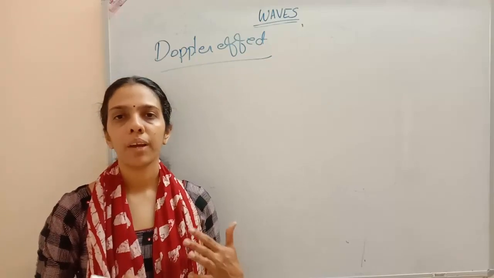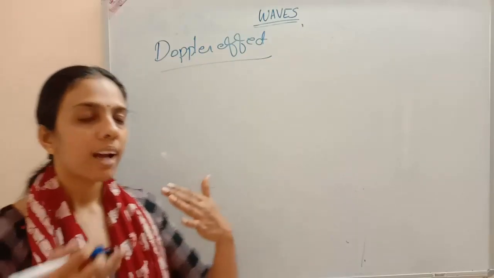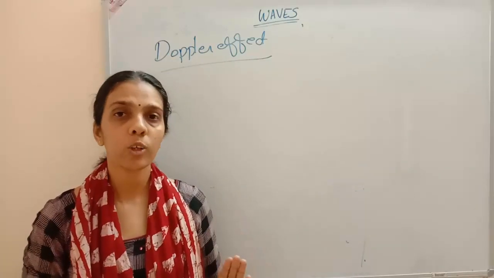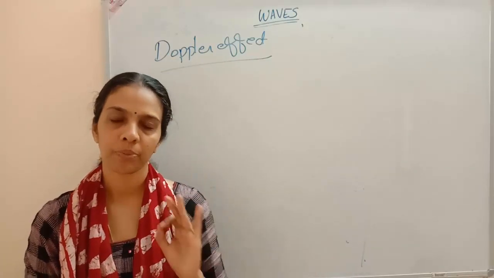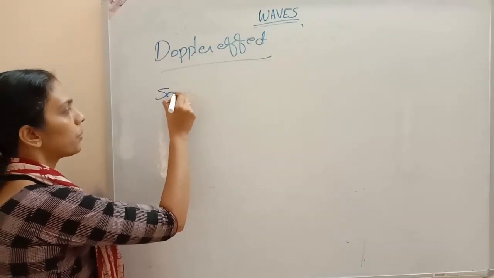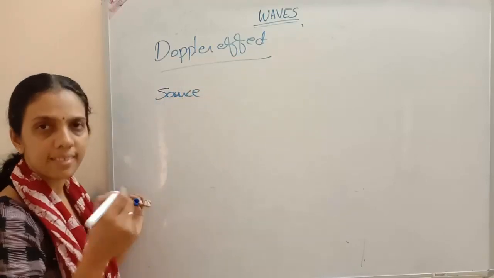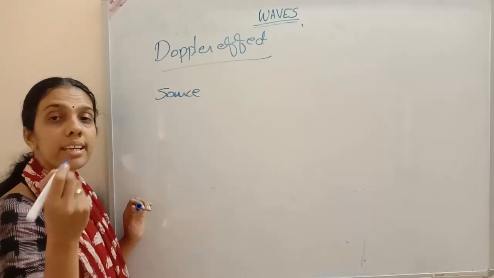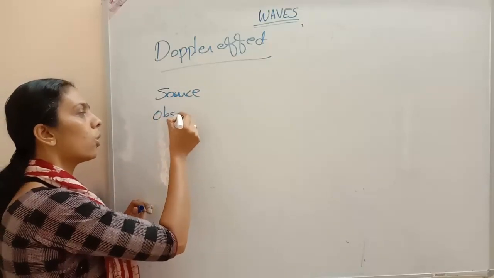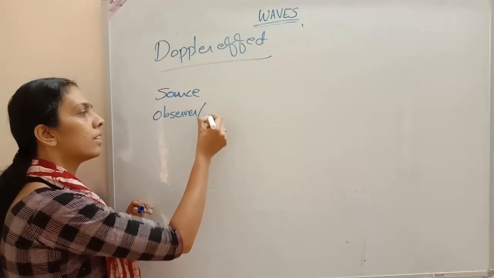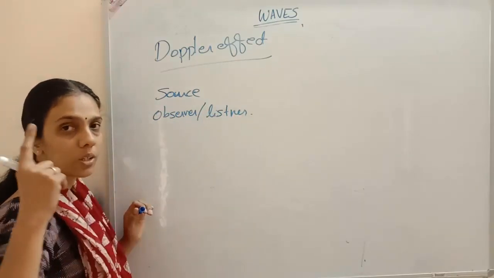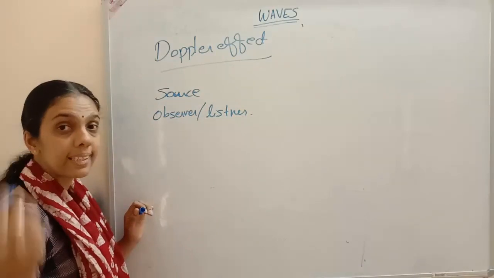Okay, so when I am saying this, who is producing the sound? They are called the source. Source means they are producing the sound. Next is the listener or observer. The listener or observer is who is listening to the sound. They are called observing the sound or listening to the sound.